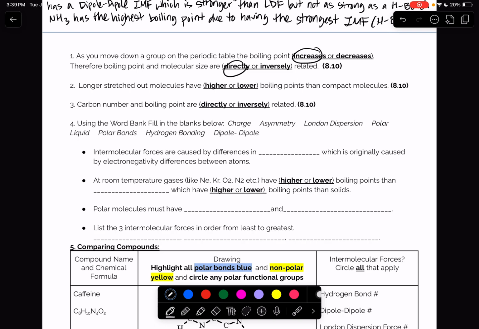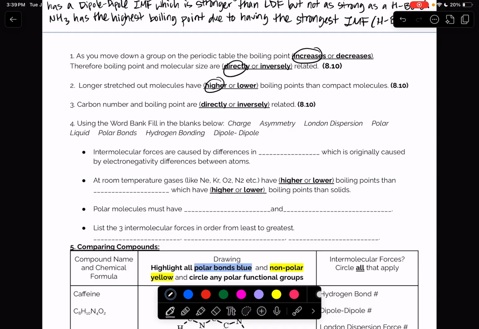Do longer stretched out molecules have higher or lower boiling points than compact molecules? The more stretched out or branched out the molecules are, the higher the boiling point is. The more condensed they are, the closer those atoms are together, the lower the boiling point will be.